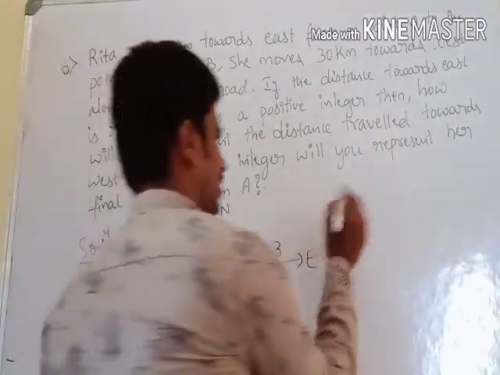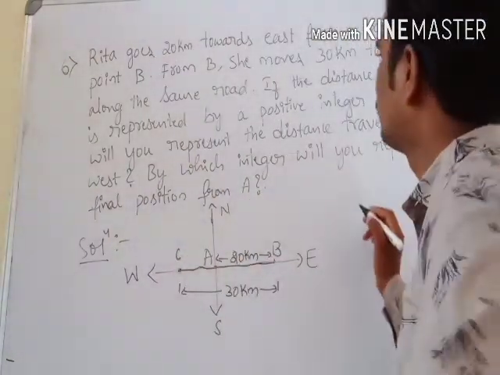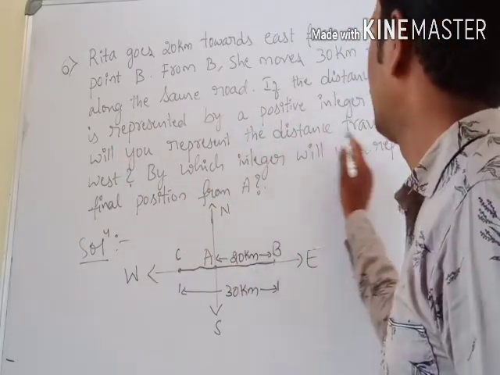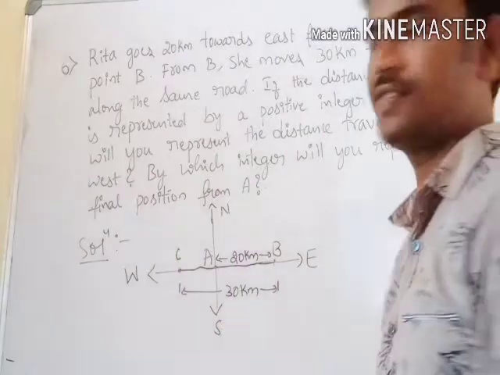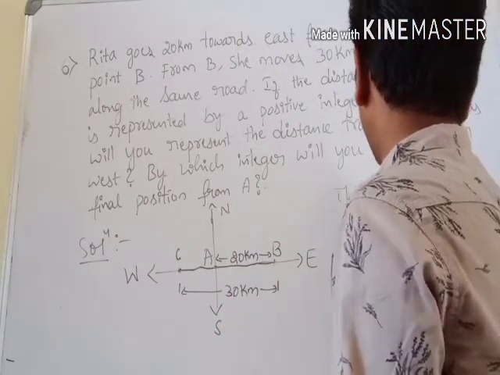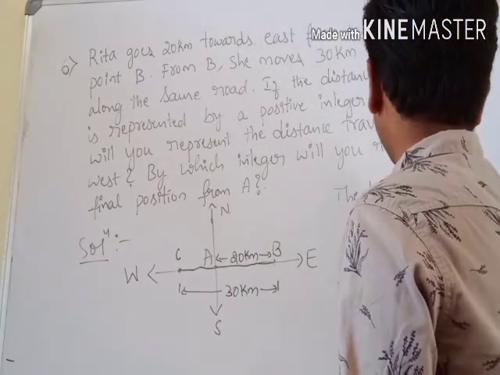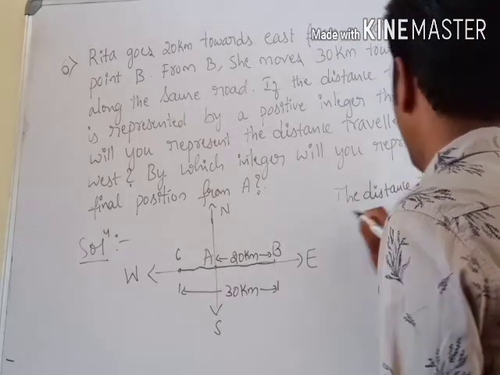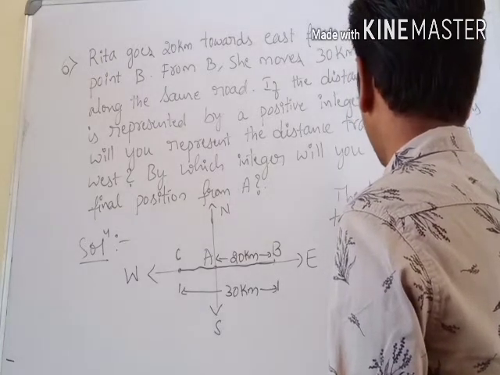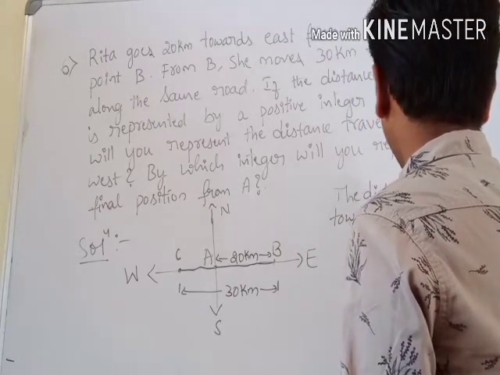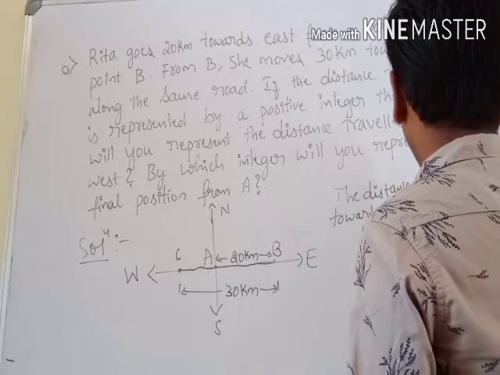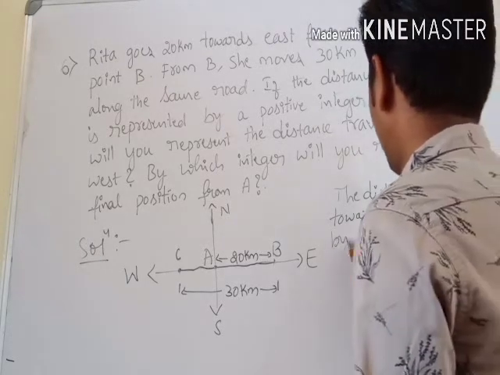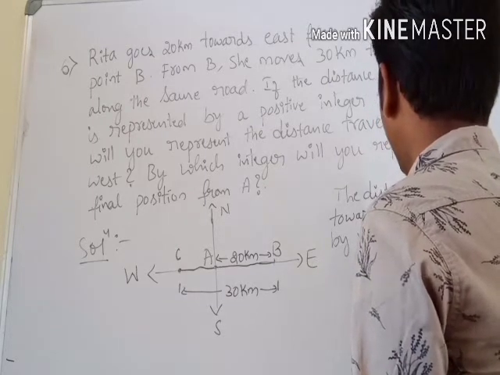Okay. First you write the solution for the first question. What is the question? How will you represent the distance traveled towards west? That is, the distance traveled towards west is represented by a negative integer.